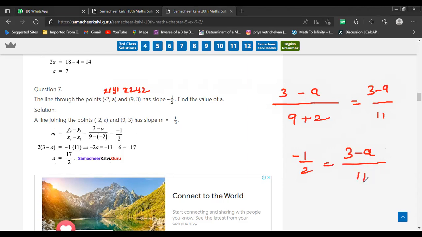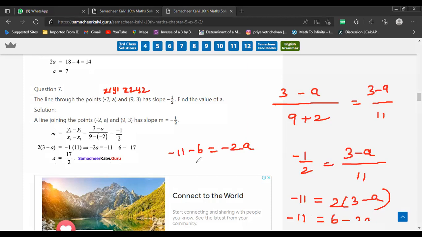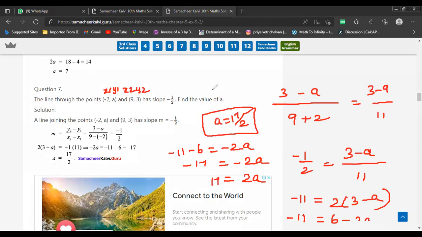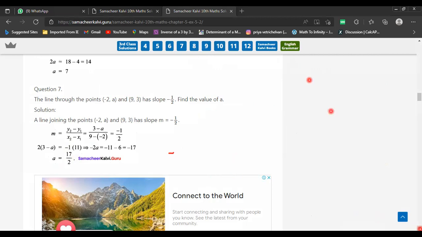Minus 1 by 2 is equal to 3 minus a upon 11. So 11 equals 2 times (3 minus a). So it's 6 minus 2a equal to minus 11. So it's minus 11 minus 6 equal to minus 2a. Minus 17 is equal to minus 2a. So 2a is equal to 17. a is equal to 17 by 2. Next question. I hope it is clear.